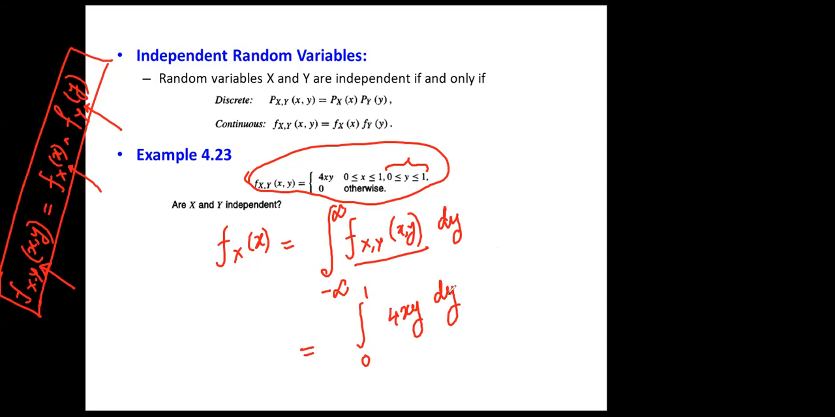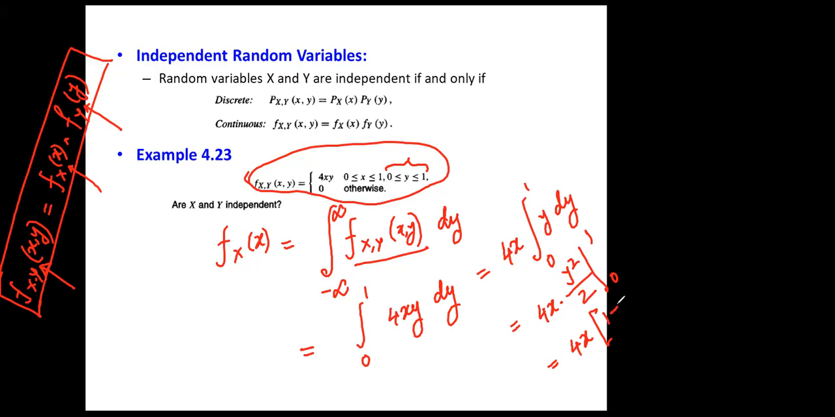When I'm talking about dy, then y is the variable, x is not a variable. So 4x we can take outside, and then the integration of y dy from 0 to 1. We know that the integration of y is y squared by 2, and then put the limits 0 to 1, with 4x in front. So 1 squared by 2 is half, minus 0, so that will be 2x. Is it okay? Yes, sir. All right. So this is how we have found fX.